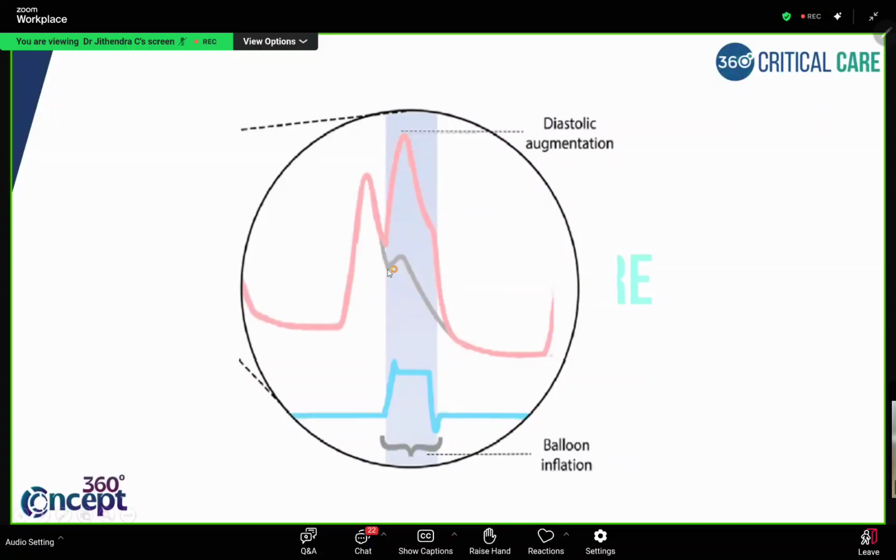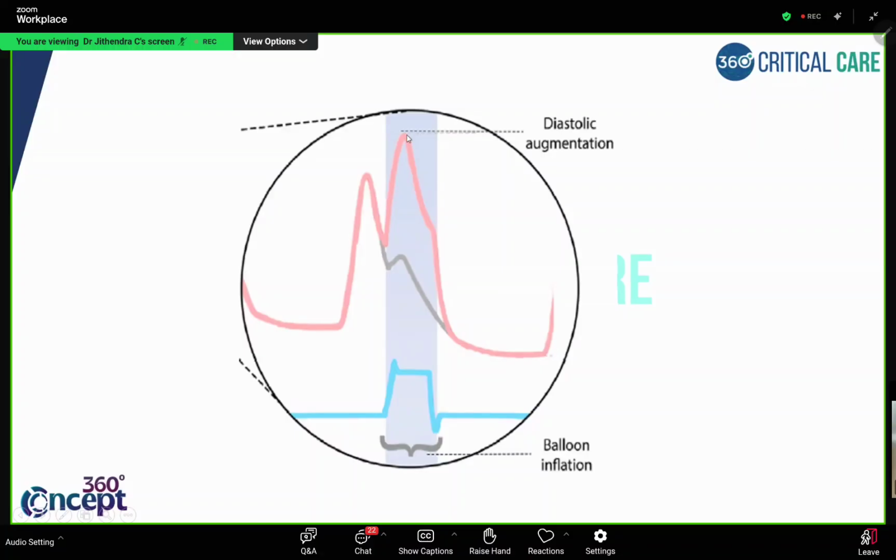This gray color is an unassisted normal arterial waveform. Here is a dicrotic notch, and when your patient is on IABP, you would have timed it in such a way that your balloon will inflate at the dicrotic notch. So there is an increase in your systolic peak. This is your diastolic augmentation.